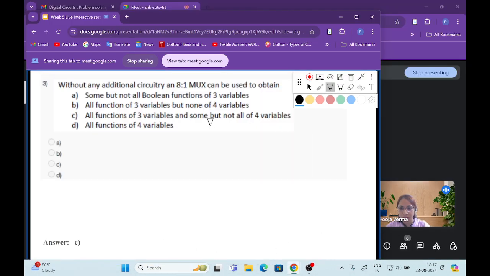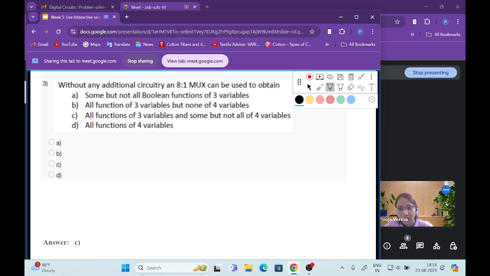Okay, so moving to the next question. The next question is, without any additional circuitry, an 8:1 mux can be used to obtain. Option A is some but not all Boolean functions of three variables. Option B, all functions of three variables but none of four variables. Option C is all functions of three variables and some but not all of four variables. And option D is all functions of four variables.